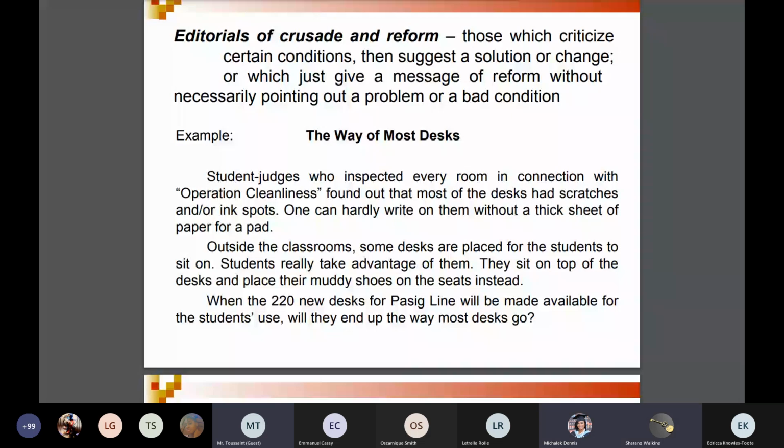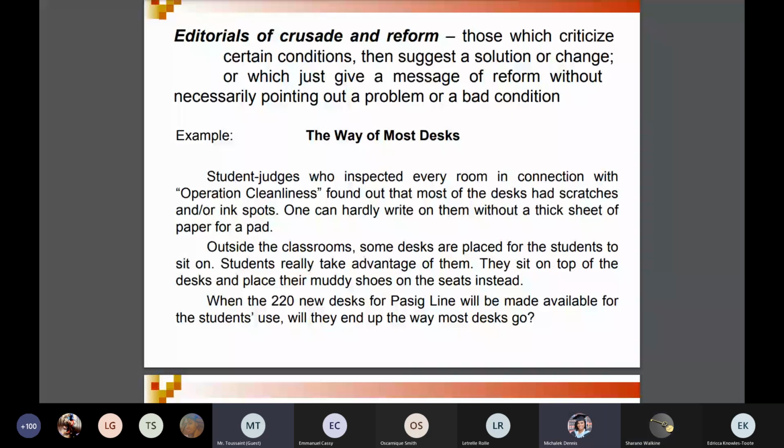All right, and where is it criticizing? What is this editorial criticizing? You could type that in the chat. Or who is this speaking to? Who is this criticizing? Who scratched up the desk? Who put ink spots in the desk or on the desk?